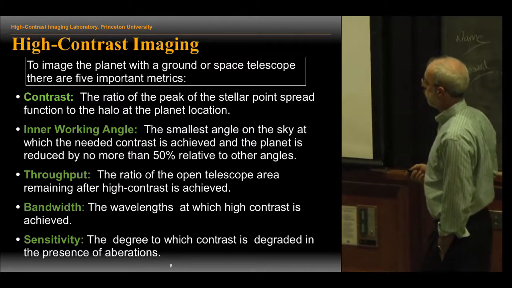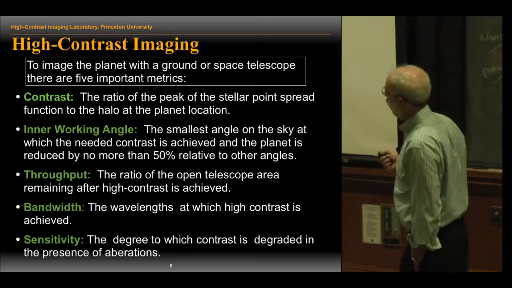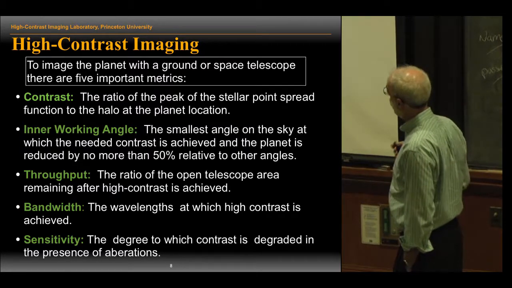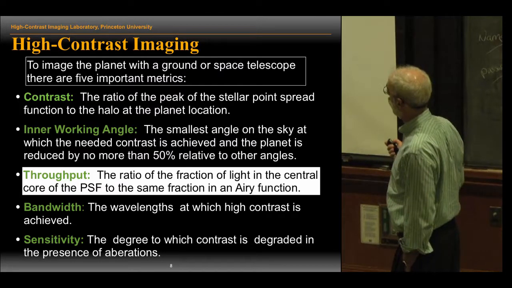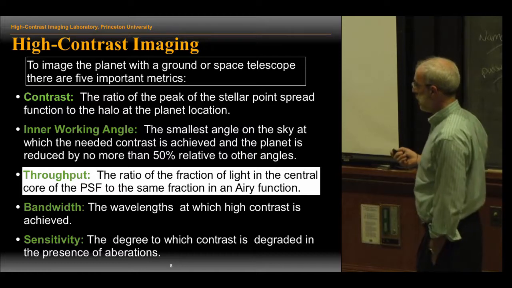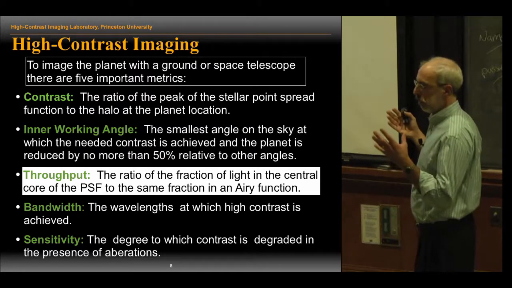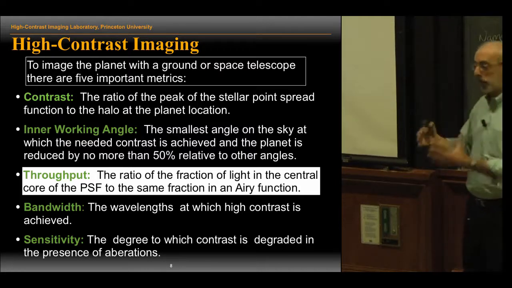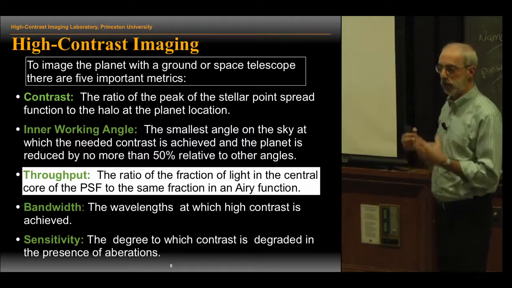So everything we're going to do when we talk about how coronagraphs work, we're always going to keep in mind these 5 performance metrics. One thing about throughput that's a little bit interesting is when we all started in this field, we mostly talked about this, the ratio of the open area of the telescope remaining. So what you're going to see is that every coronagraph blocks some of the aperture. It's impossible to make a coronagraph that doesn't block some of the light. You can't get 100% of the light through the system.